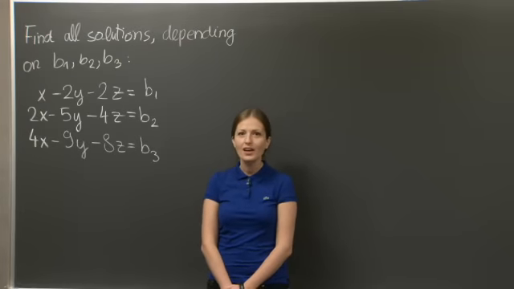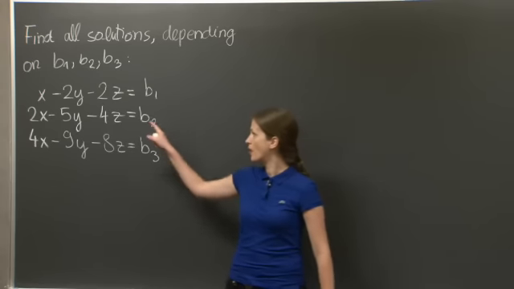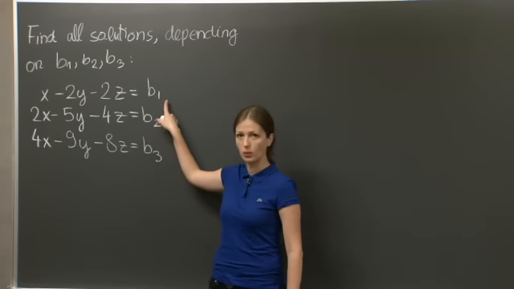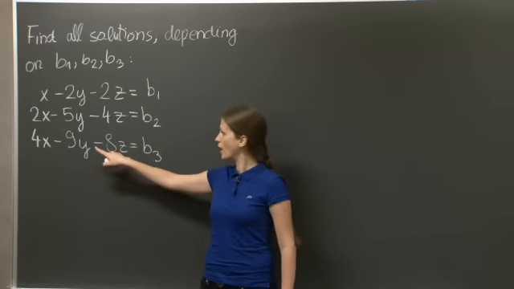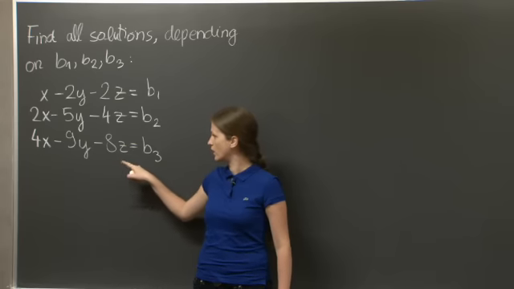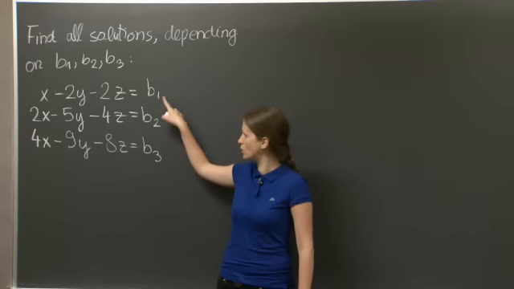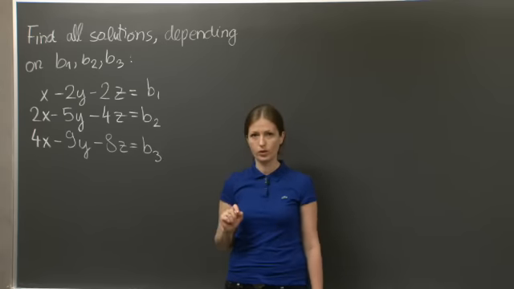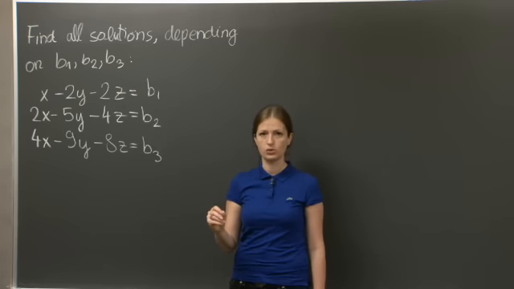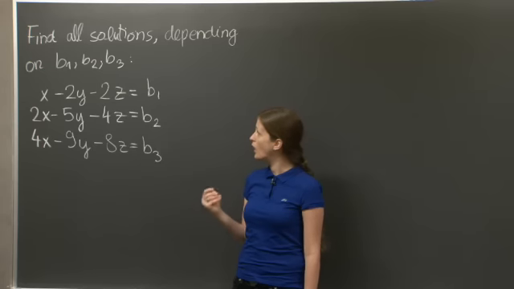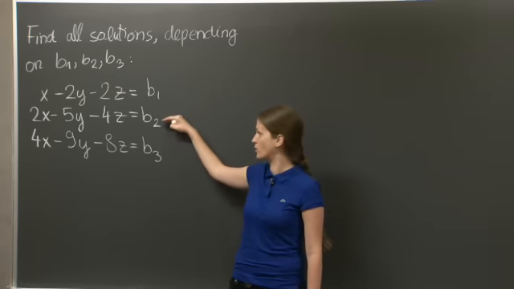Hi, welcome. Today's problem is about finding solutions of this non-homogeneous linear system: x minus 2y minus 2z equals b1, 2x minus 5y minus 4z equals b2, and 4x minus 9y minus 8z equals b3. As you can see, the system doesn't only have numbers and unknowns, it also has parameters b1, b2, and b3. The solution will depend on these parameters, but also the existence of the solution will depend on these parameters. And we're asked to find the solution and find when it exists, depending on the values of b1, b2, and b3.